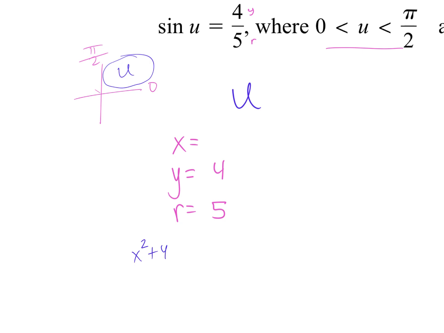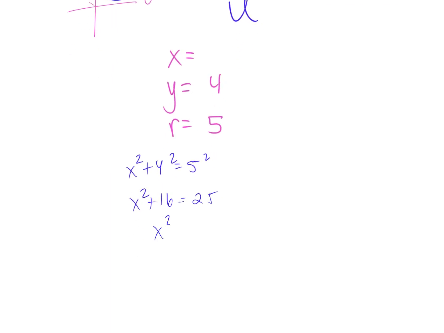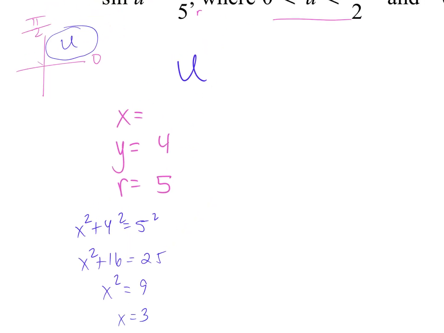X squared plus 4 squared equals 5 squared. So X squared plus 16 equals 25. X squared equals what? 9. What's X equal? 3. Okay, perfect. Now, I go one step further with this. You could go to the next triangle, but I go one step further, just because it's so easy to make a little mistake.